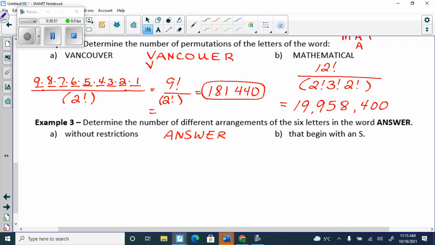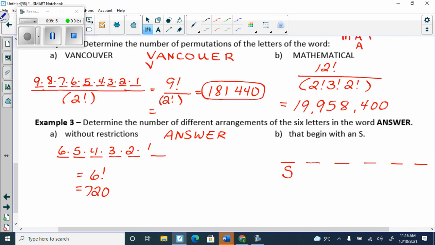So without restrictions, how many letters are there? And it says arrangements of 6 letters. 1, 2, 3, 4, 5, 6. So this would be 6 times 5 times 4 times 3 times 2 times 1, which is 6 factorial, which is 720. Now this one says begins with an S. 1, 2, 3, 4, 5, 6. This has to be an S. How many options?